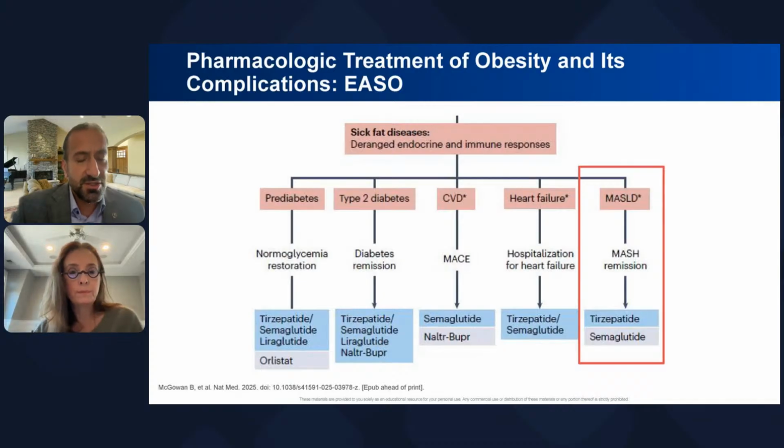So I think the message is that if you have someone on a GLP-1, you can't say that the liver is going to be okay. You need to assess, monitor. If you see disease progression, then you need to think about maybe potentially combination therapy.